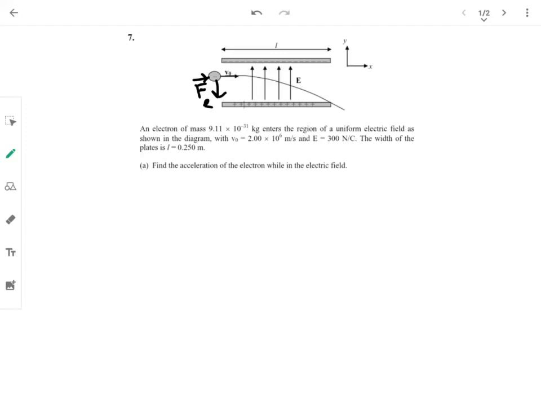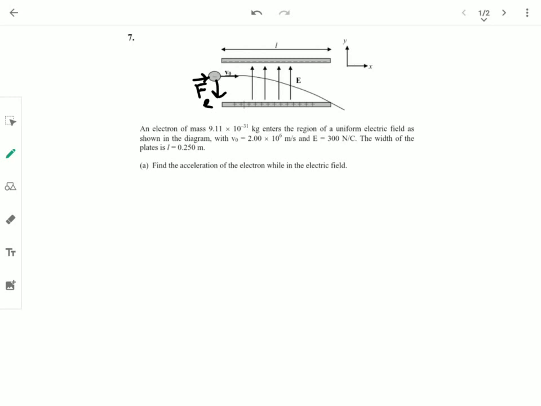Let's do number 7 now. An electron of mass 9.11 times 10 to the power of minus 31 kilograms enters the region of a uniform electric field, as shown in the diagram, with initial velocity equal to 2 times 10 to the power of 6 meters per second, and the electric field is 300 newtons per coulomb. The width of the plates is 0.25 meters. Part A says find the acceleration of the electron while in the electric field.